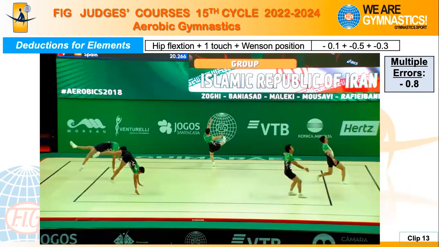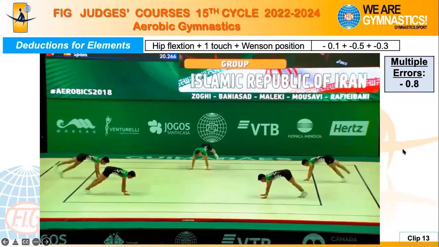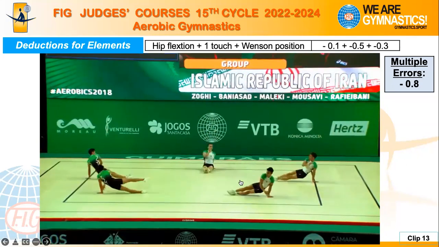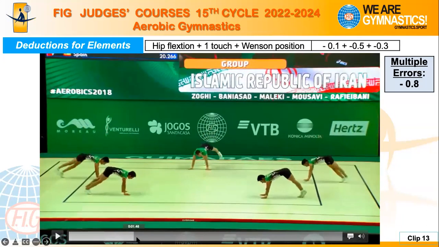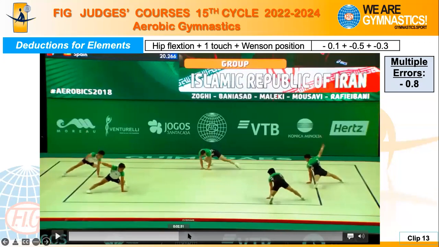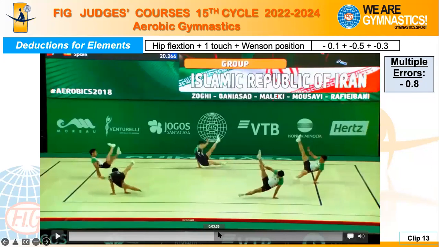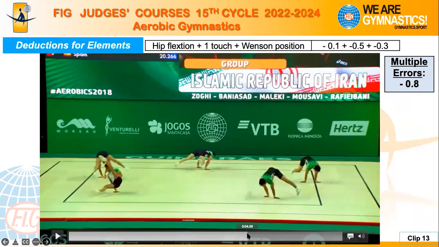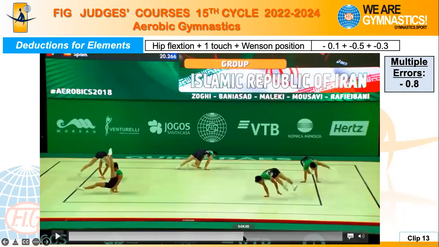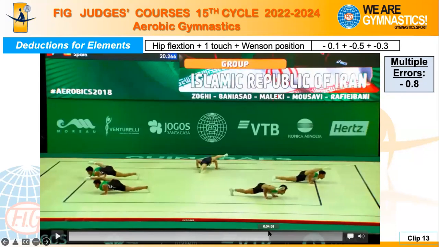Now, this is like multiple errors. Hip flexion, one touch, and Wenson position. I don't know if you can watch well, but try your best to watch this way. Okay, I know you couldn't watch very well, but first, during the flare, the hip is not extended when you're supposed to. So hip flexion, and watch this boy. He will come and touch. He touched his foot already during, see? And then the Wenson position, arm is not on the upper tricep. So just to show you again.